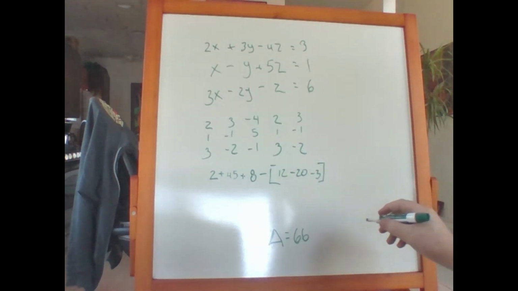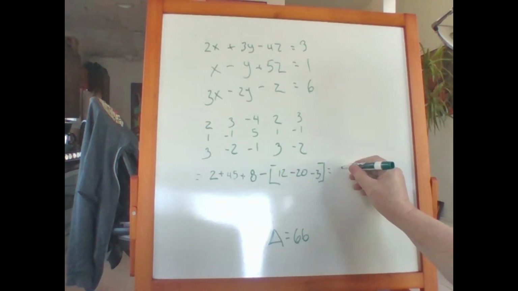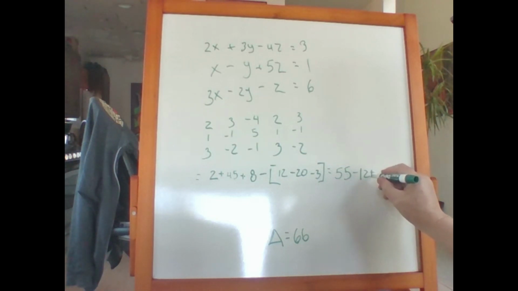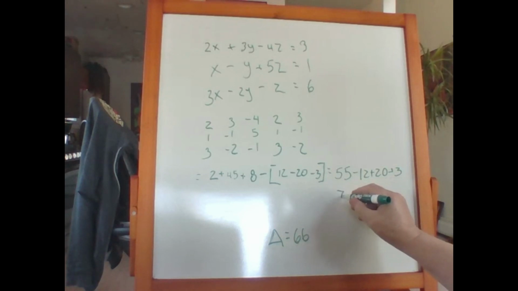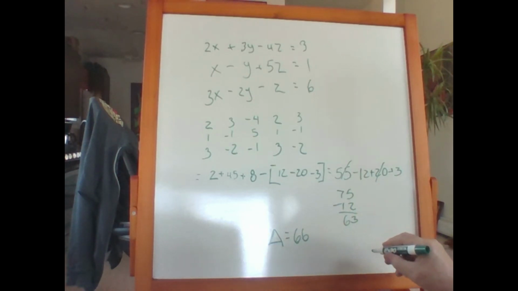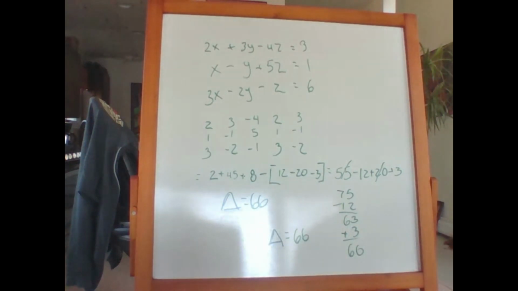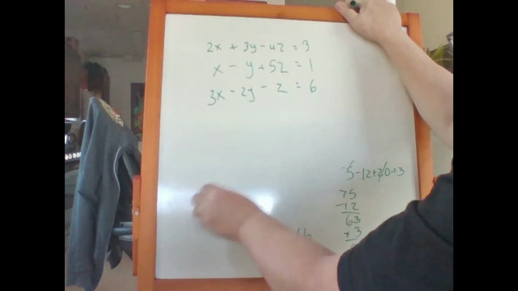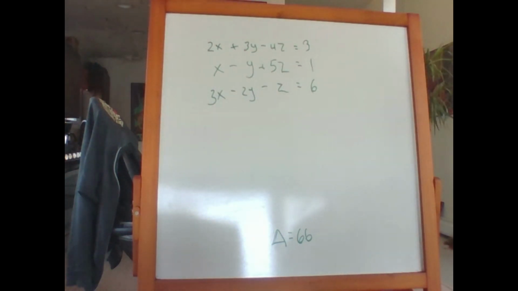So what do we have here? Here we got 10 and 45, that's 55. Minus 12 plus 20 plus 3. So we have 75 minus 12, that's 63, plus 3 is 66. So we did it right. That's a big determinant. All right, so our determinant is 66. I'd just like to check myself. It's good to check yourself in math because it's so easy to make a simple error.